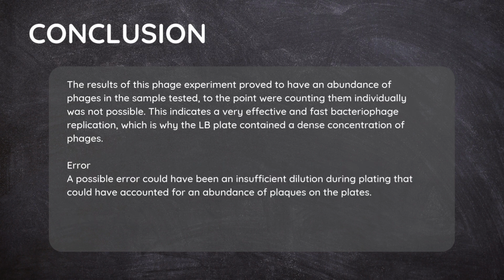The result of this phage experiment proved to have an abundance of phages in the sample tested, to the point where counting them individually was not possible. This indicated a very effective and fast bacteriophage replication, which is why the LB plates contained a dense concentration of phages. A possible error that could have happened was an insufficient dilution during plating that could have accounted for an abundance of plaques on the plates.